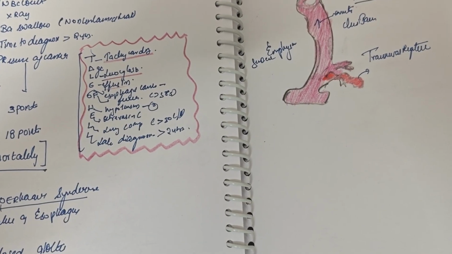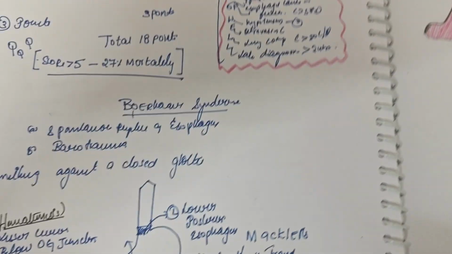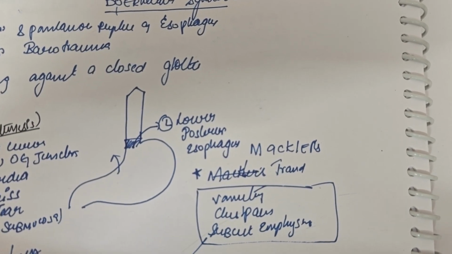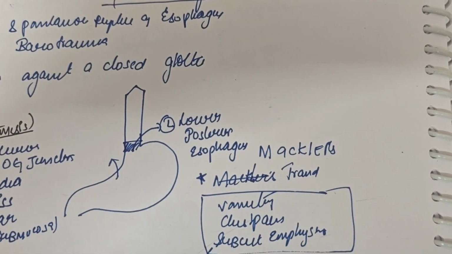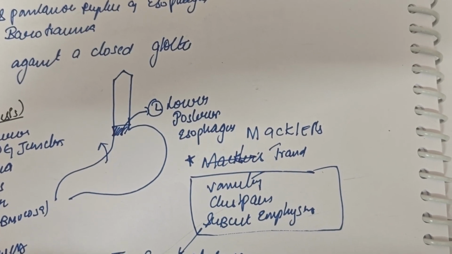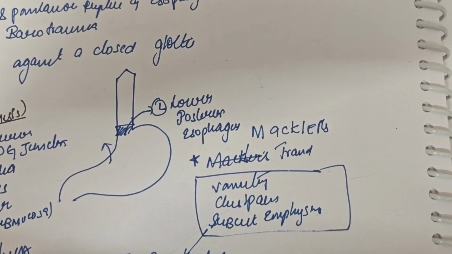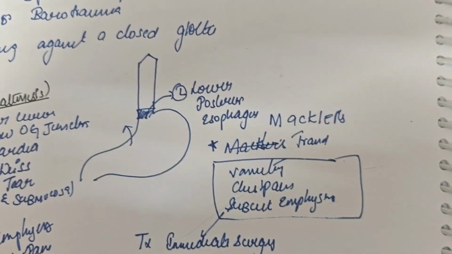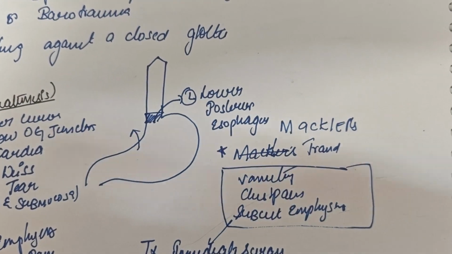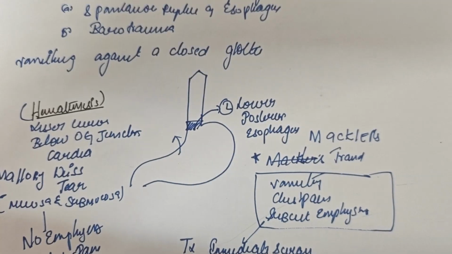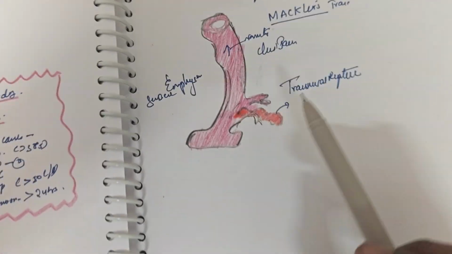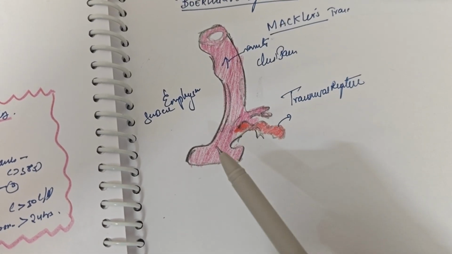Where exactly does the rupture happen? At the lower posterior esophagus above the GE junction. And you have a sign which I've already discussed, Mackler's sign, seen in this Boerhaave syndrome because the perforation is in the thoracic part. So the person has vomiting, chest pain, and subcutaneous emphysema. In Boerhaave, the whole length of the esophagus is problematic. It is a cut section.